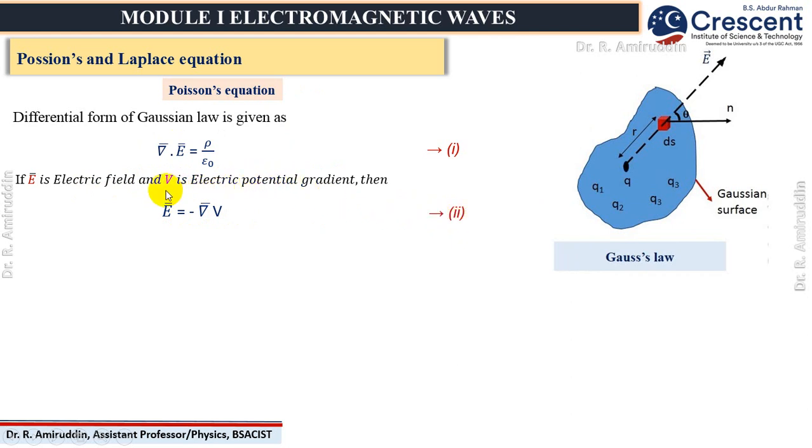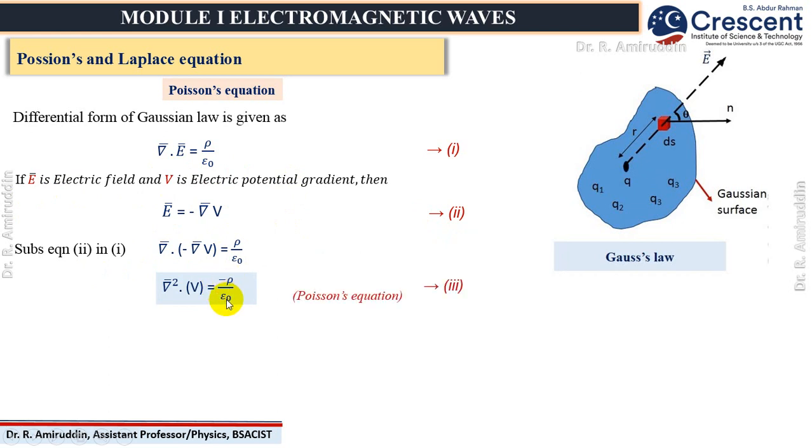Now we need to substitute this E in equation number 1. So we will have del dot minus del V is equal to rho by epsilon naught, or we will have del square V is equal to minus rho by epsilon naught, which is nothing but the Poisson's equation we have derived from the Gauss law.